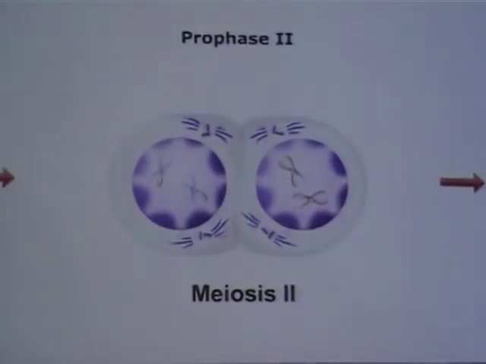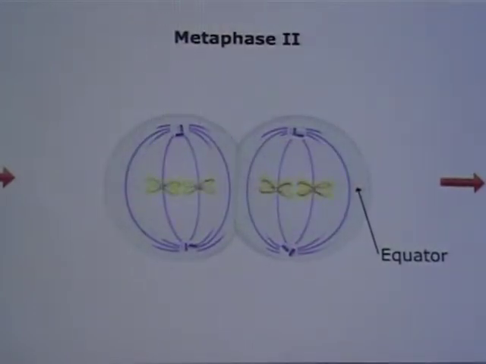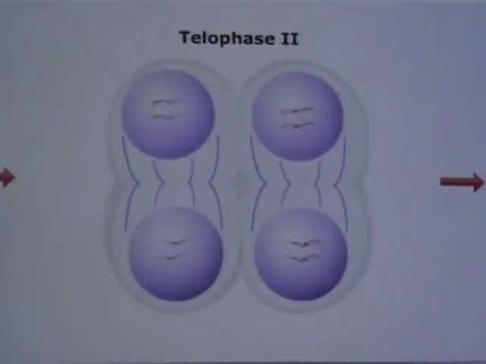The second division in meiosis is simply a mitotic division of the products of meiosis 1. During prophase 2, a spindle forms in each of the 2 new cells, and the spindle fibers attach to the chromosomes. During metaphase 2, the chromosomes move to the center of the cell and line up at the equator. Anaphase 2 begins as the centromere of each chromosome splits, allowing the sister chromatids to separate and move to opposite poles. Finally, in telophase 2, nuclei reform, the spindles break down, and the cytoplasm divides.